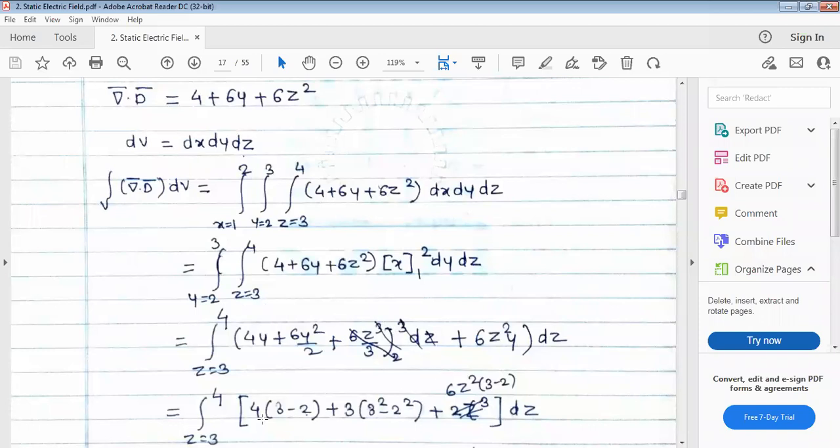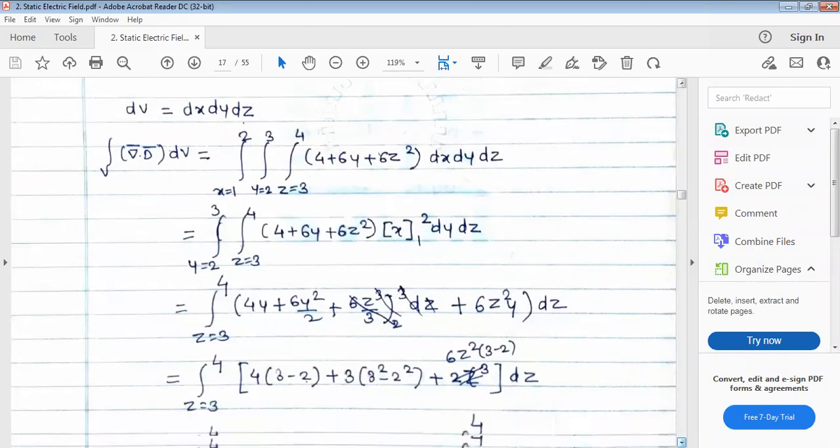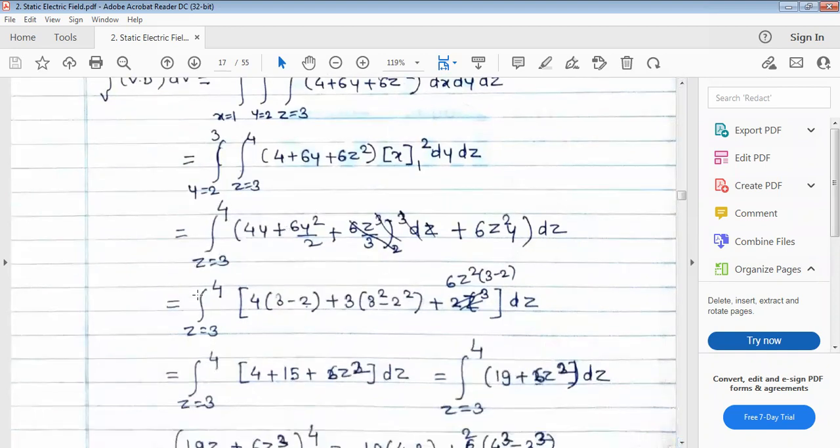So we have to put the limits of the y term first, and then the integration from z equal to 3 to 4 of this dz. We first put the limits for the y term. It is 4 into y varying from 2 to 3, therefore 3 minus 2, plus 6 divided by 2, that is 3, into y square, which is 3 square minus 2 square. Then plus z square as it is, with y from 2 to 3, therefore 3 minus 2, into dz.